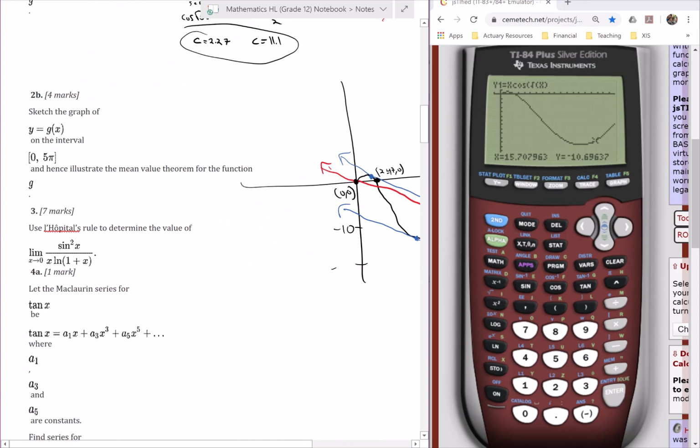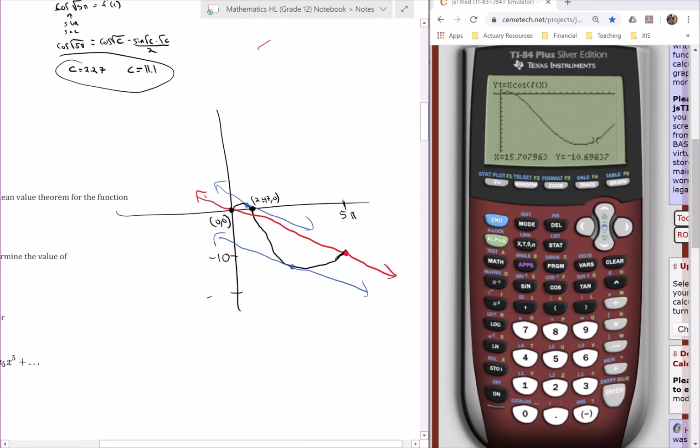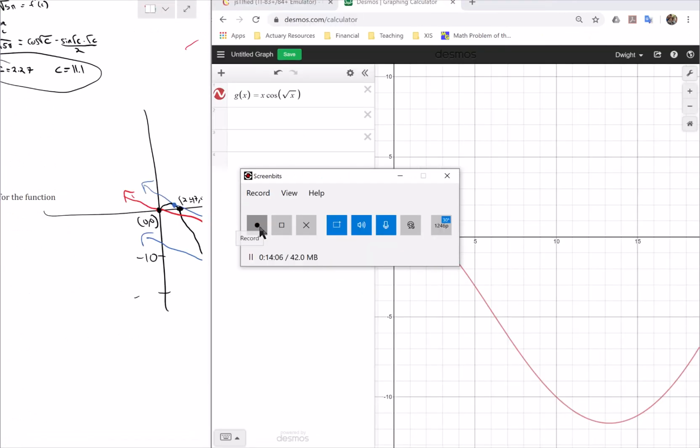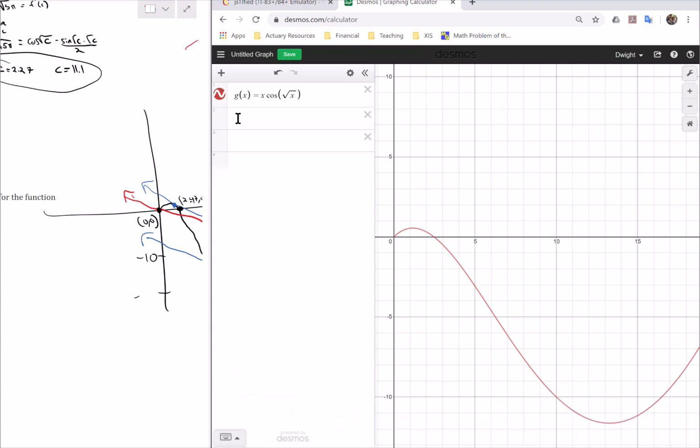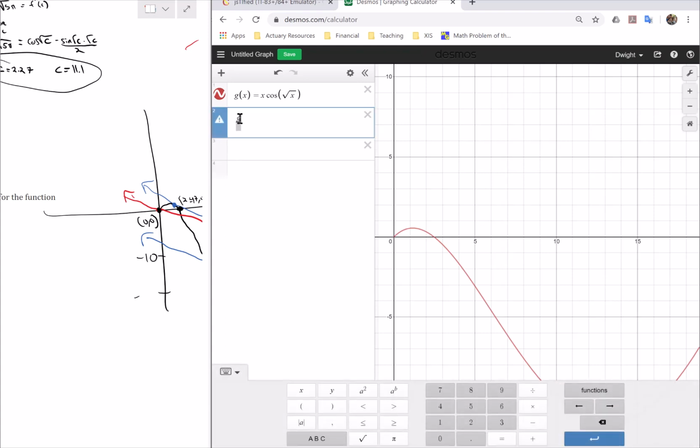Let's see what else is asked for. Illustrate the mean value theorem for the function, right? So we're just creating a graph of this. I'm going to do this on Desmos as well so you can see a better picture of what it looks like. Okay, so here's g of x, x squared root of cosine x. We could find the slope of the secant line by doing g of 5 pi minus g of 0 over 5 pi minus 0, which is that. So the slope of the secant line is -6.8, which is what we had up there as well.